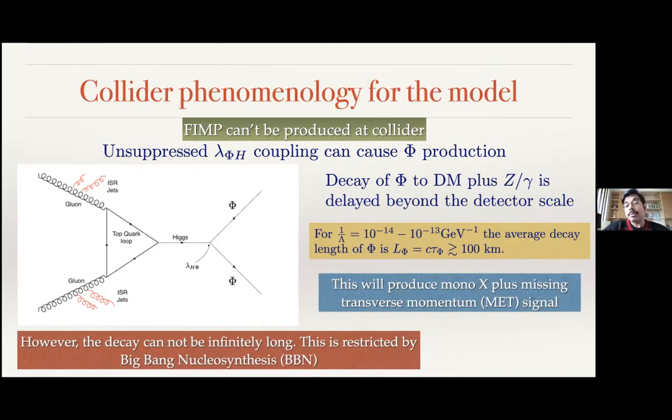However, this decay cannot be infinitely delayed because there is a limit. We want this decay of phi to happen before the onset of BBN, Big Bang nucleosynthesis, and that puts a limit on this whole process.